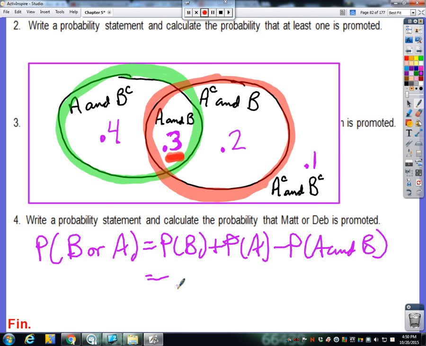And so again, we're going to get the same answer we had for number 2, right? B, Matt, has a 50%, Deb was at 70%, but we got to subtract away their 30% overlap. And once again, we get our 90%. Okay, so at least one and Matt or Deb, that scenario, both of those were the same thing.